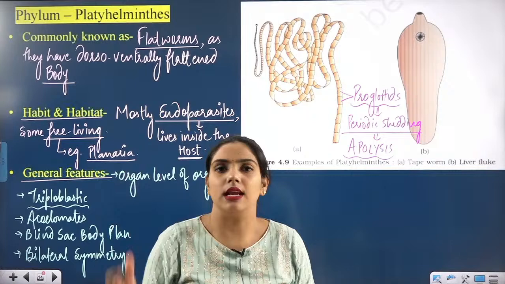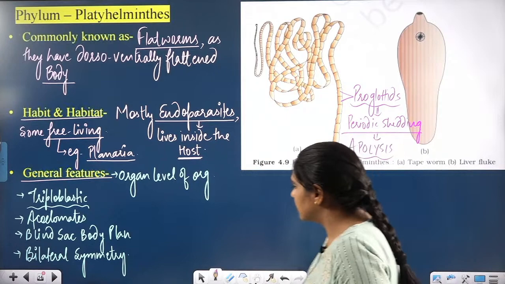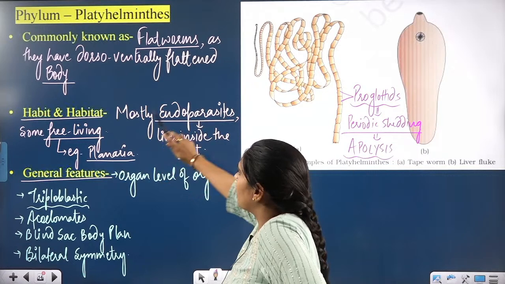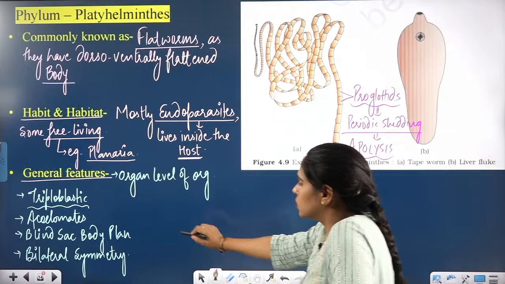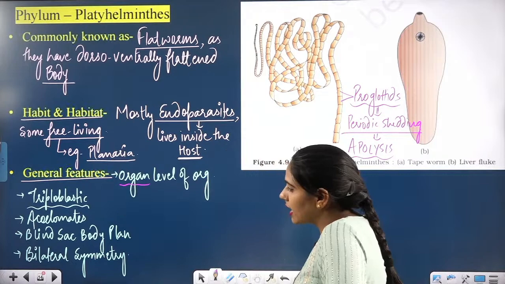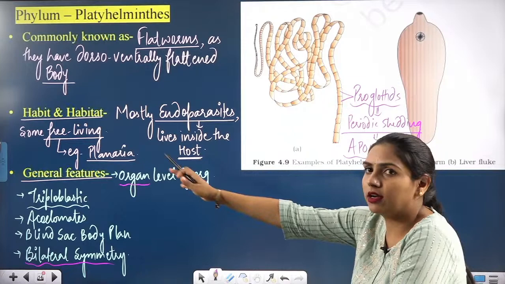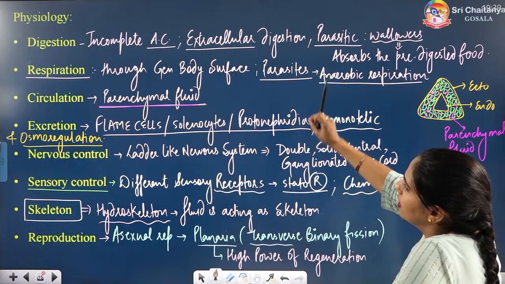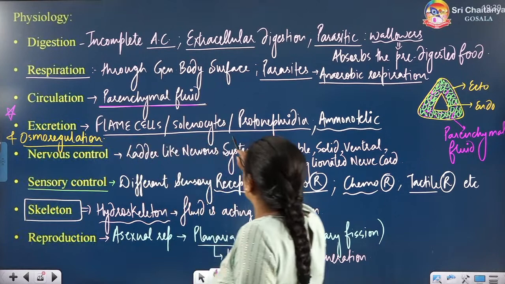So what we have learnt till now in Platyhelminthes, let's revise. In Platyhelminthes, we have talked about their common name, flatworms, their habit and habitat, mostly endoparasites, some are free living. General features, so this is important: organ level for the first time, triploblastic for the first time, bilateral symmetry has come for the first time. Blind sac body plan and acoelomates you have already seen in previous phyla. Coming to the physiology, what is important here? Excretion and osmoregulation is the most important point. Flame cells, solenocytes or protonephridia.